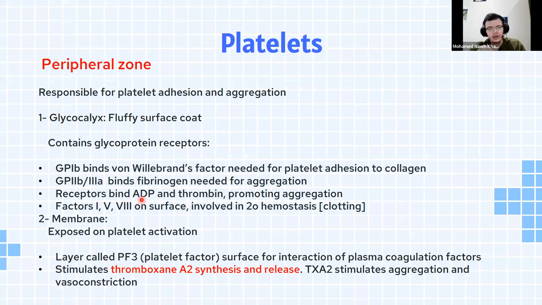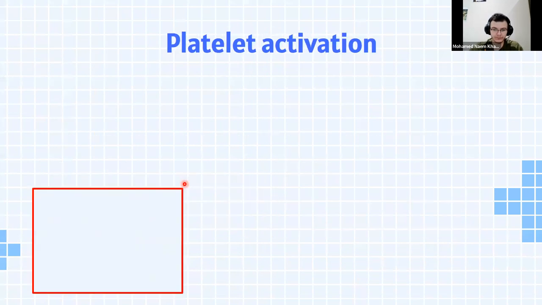Dr. Rehan talks about these symptoms, not Dr. Abjabbar. Dr. Abjabbar did not talk about these symptoms. Okay, so this is about the glycocalyx, the first part on the periphery. The second part is the membrane, which basically gets exposed on platelet activation. This membrane, let me show you.